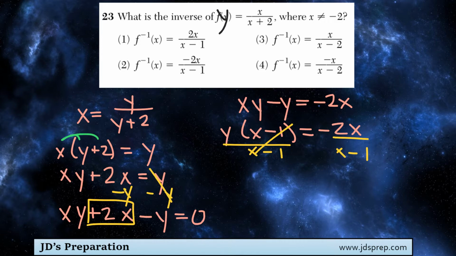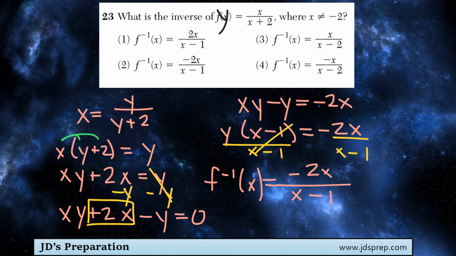So that means our inverse function is y equals negative 2x over x minus 1. And this is the inverse function, so if you want, instead of it being y, we could write it out as the inverse function of f of x. All right, so we can see that matches our second choice.